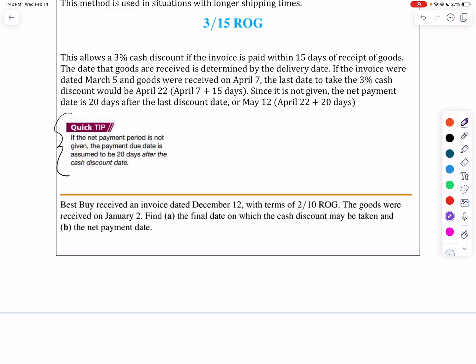We've got it dated December 12th, but the goods were not received until January 2nd, okay? And so it says 10 days within the receipt of goods. So for Part A, 10 days of receiving goods would be January 2nd, the date that you received it, plus 10, which would be January 12th. That would be the last day or the final date in which the cash discount can be taken.